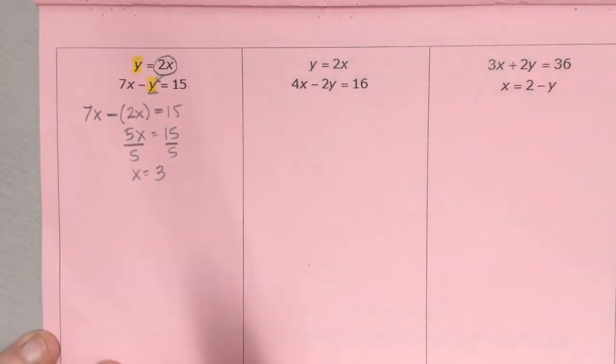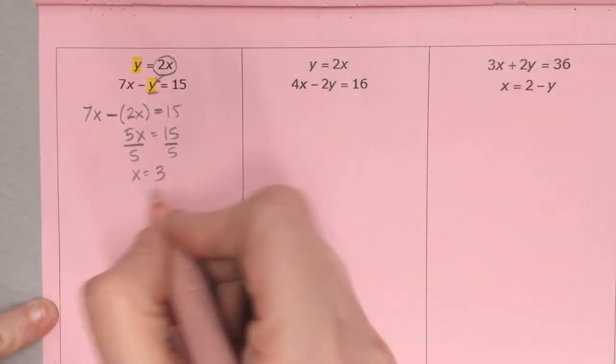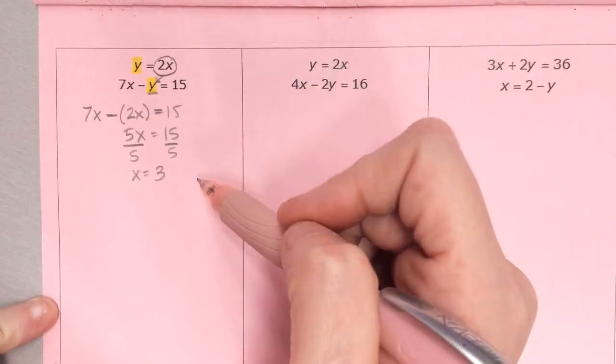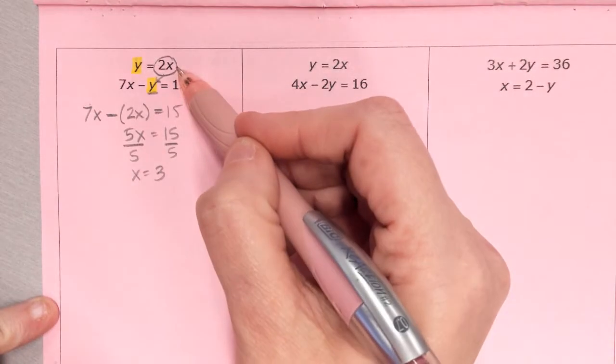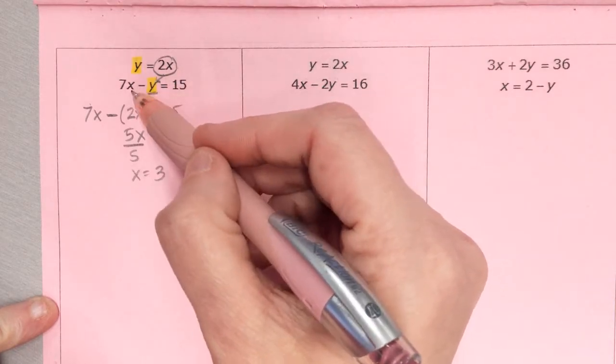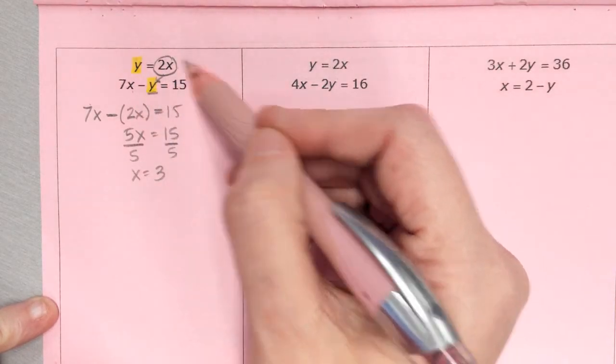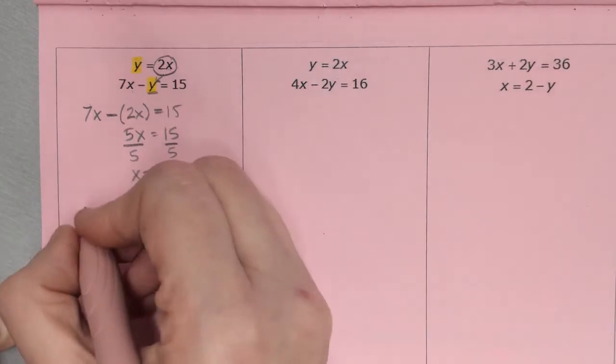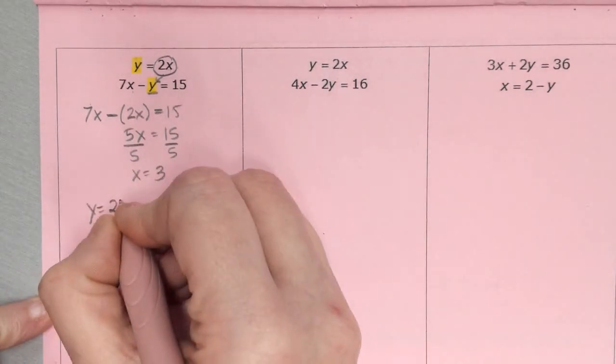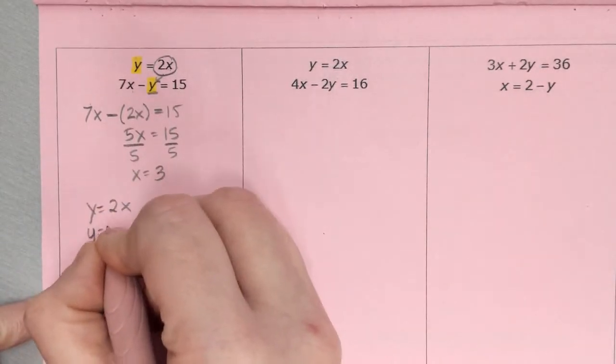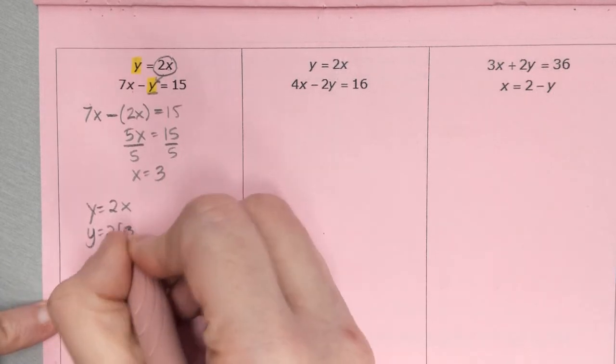Now remember, for a system, I'm trying to find a solution. A solution is an ordered pair. It's not just x, it's x and y. So I got to take that x and use it to find y. Well, I'm going to be honest with you. This is easier. I mean, I could plug this x in here, but then I got to do a whole lot of equation work to find it out. If I substitute it into this one, it's easy. I say y equals 2x. That means y equals 2 times 3.